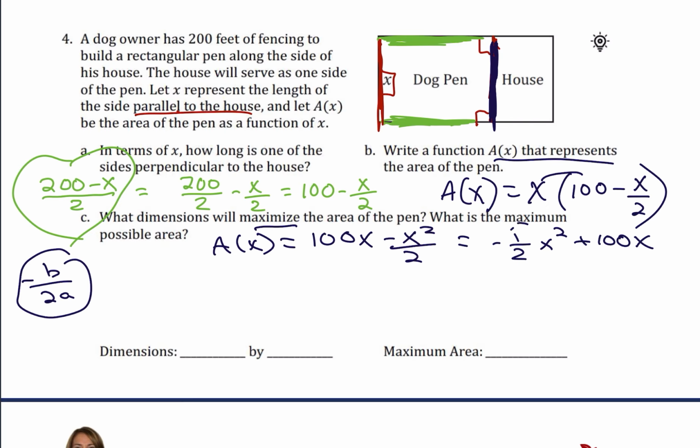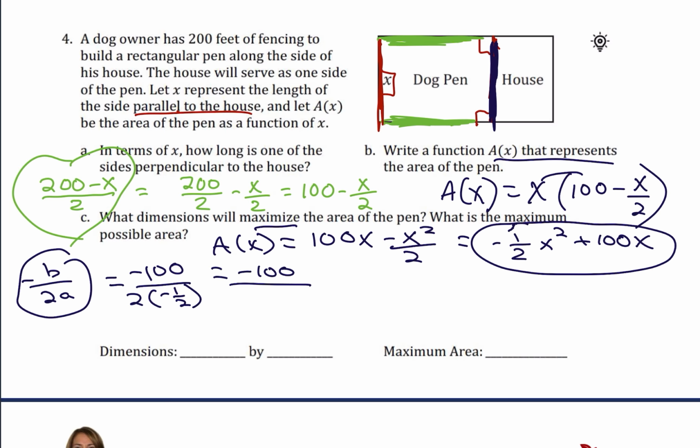The reason I'm rewriting it in this form is I think it will help you to see what a and b are in order to find negative b over 2a. So now negative b is negative 100 over twice negative 1/2, because that's over 2a. And so we have negative 100 over 2 times negative 1/2, which is negative 1. So we're going to get that the x coordinate of the vertex is 100. And what that really means is this red side right here is 100.